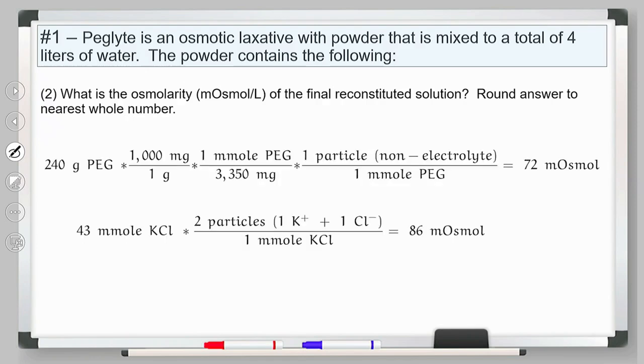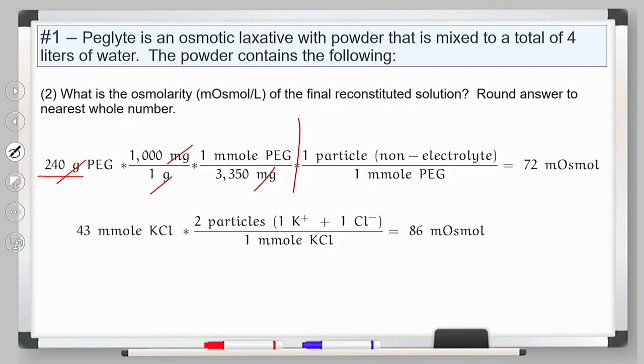Osmolarity, and I'm going to go ahead and show this first one. The one that we haven't dealt with yet was the polyethylene glycol ingredient. There was 240 grams of that. So if I convert my 240 grams of PEG to milligrams, and then milligrams to millimoles by dividing by the molecular weight, this is the same process we've talked about thus far. Now, PEG is like dextrose or like glucose or like any other non-ionic compound that does not dissociate. It stays together.